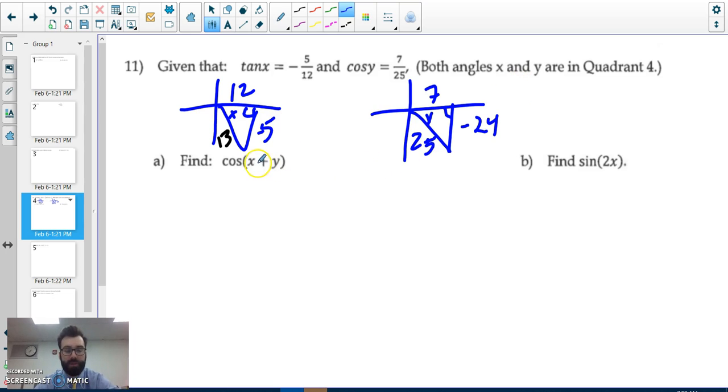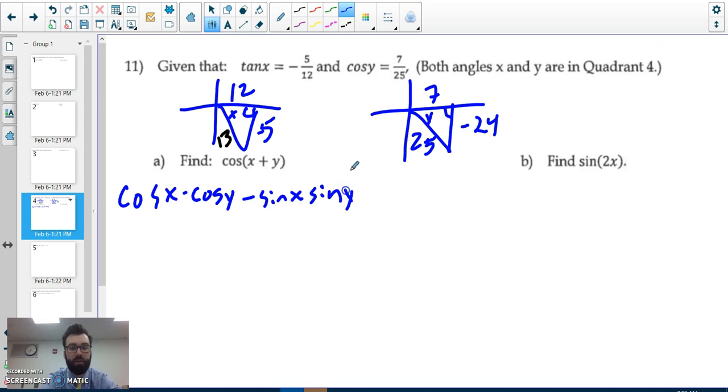All right, so we want to do the cosine of x plus y. We want to use our cosine sum formula. The cosine sum formula is this: cosine x times cosine y minus sine x sine y. All right, so the cosine of x is adjacent over hypotenuse, so 12 over 13.